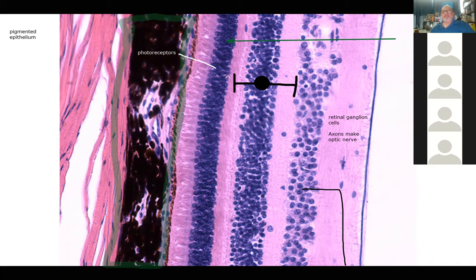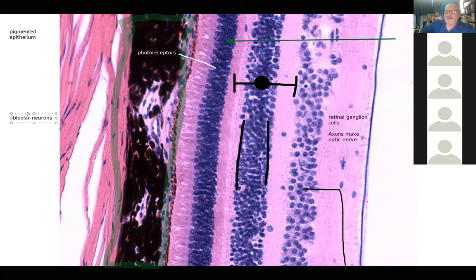So based on the shape, based on the location, this middle row of cells here in the eye, guess which cells these are? The bipolar cells. Yeah, these are our bipolar neurons. Your eye, your retina of your eye, is really an extension of your brain. When your optometrist looks in your eye to look at the health of your retina, they are looking at your brain.